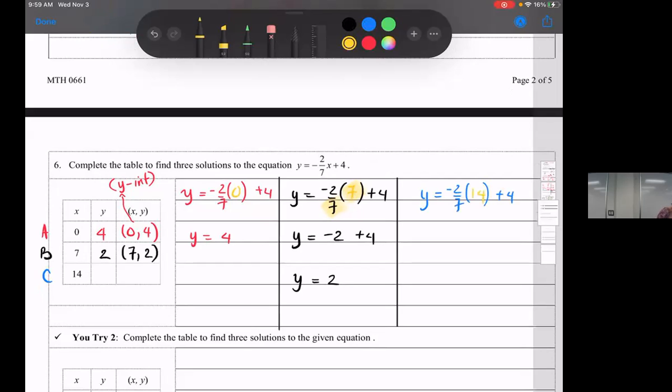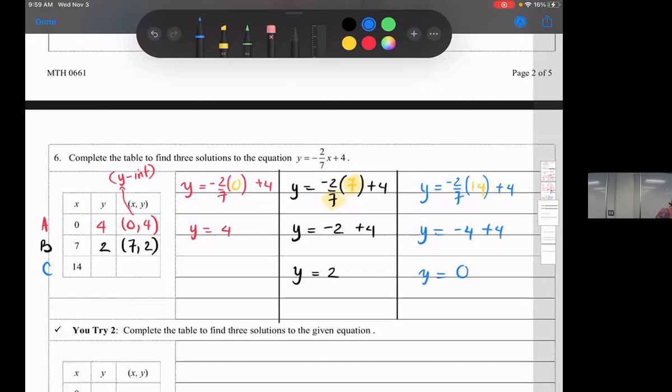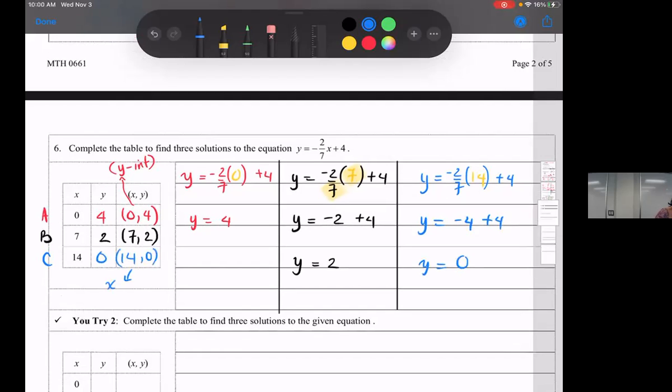What did you get for Y on the last one? Good. So 14 divided by 7 is 2 on the top. 2 times negative 2 is negative 4. Plus 4 is 0. So I have 0 here. 14 comma 0. What is 14 comma 0 called? Yeah, X-intercept.